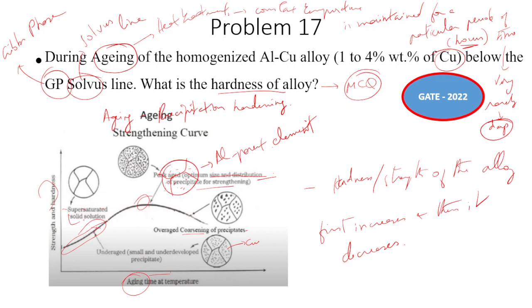So this is the process of aging. Aging is a heat treatment process, but not necessarily for steel. It can be any alloy. In our case, we have an aluminum and copper alloy. You can use it for steel also. Okay, we'll move on.